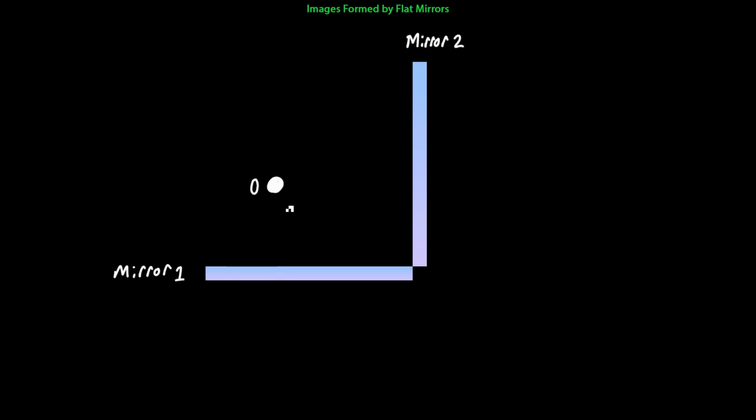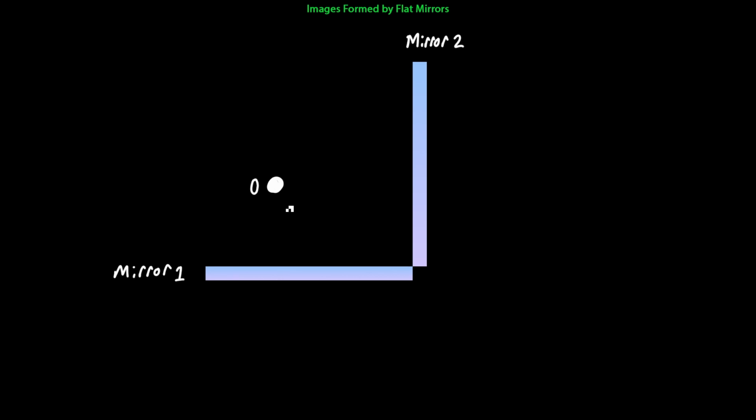So let's try a quick problem. We have two flat mirrors perpendicular to one another, and an object is placed at point O. So in this situation, multiple virtual images are formed. Can you locate the position of all these images by tracing out rays of light from the object here? So how do we start solving this problem?